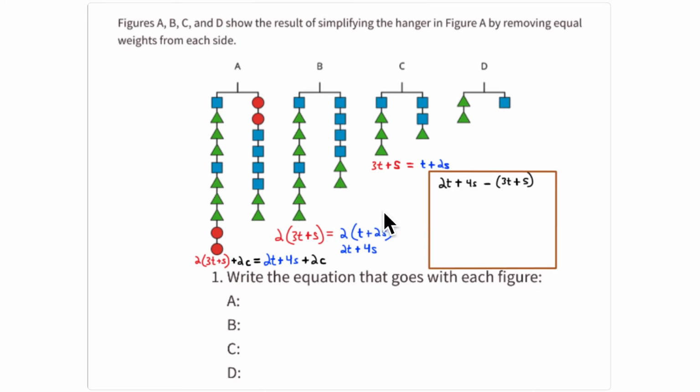Interestingly, if you have 2 triangles plus 4 squares, and I have 2 of those, that's 2 groups of a triangle plus 2 squares. That's equal to 2 of these groups. Now if I remove one of these, 3 triangles plus a square, from this side, then to keep it balanced, I should be able to remove the same amount from this side, subtracting that 3 triangles plus 1 square.